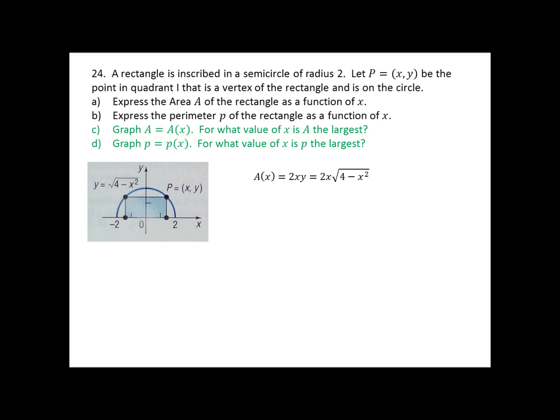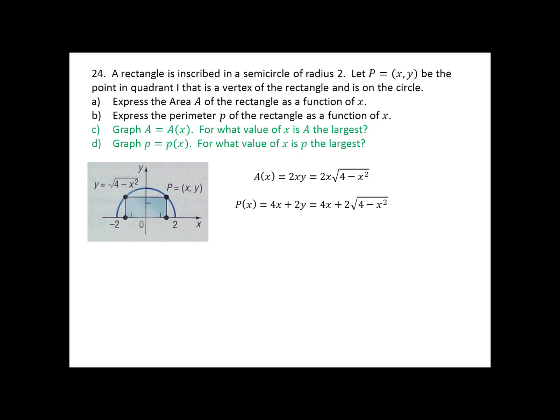Now my perimeter equation, I just need to add up all four sides. The top and bottom are both 2x. Add them together, that's 4x. The left and right sides are both y. Add them up, it's 2y. So the perimeter is 4x plus 2y. Again, I substitute in what y equals to get a function of x.